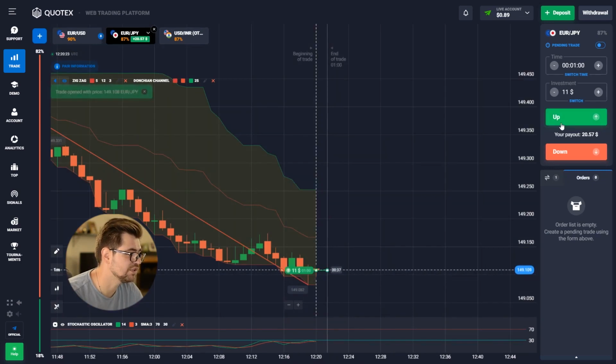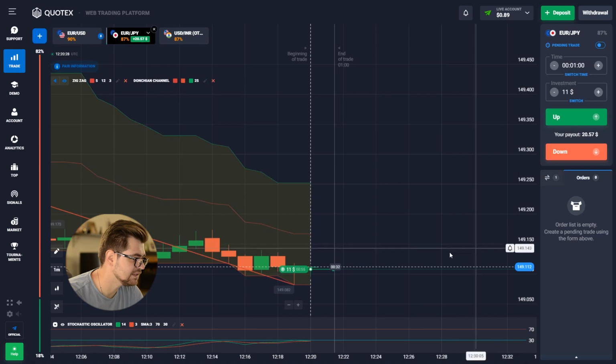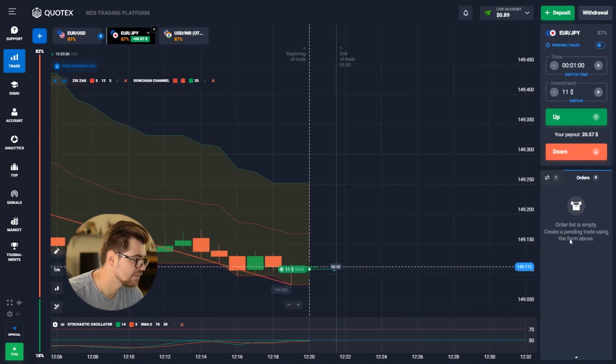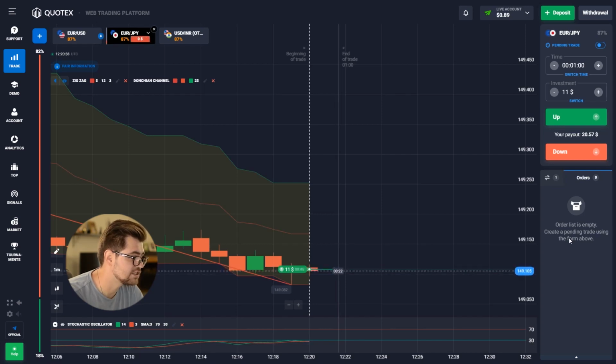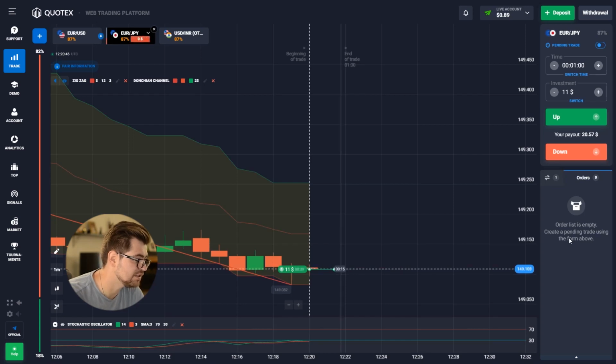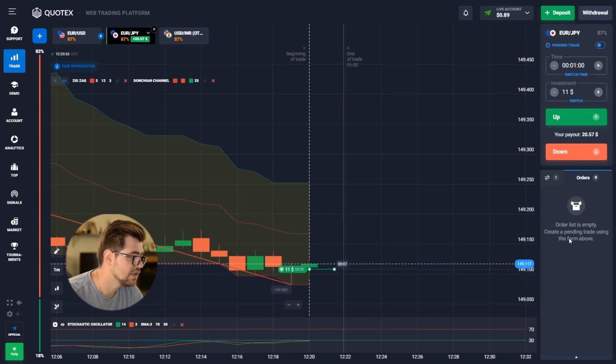We're gonna go with the call option here, guys, because it spent quite a while in the downtrend, and also you see the zigzag line, it just stopped at a point of 149.082, and then it continued flat. So right now the zigzag is about to change its position to go up, basically.